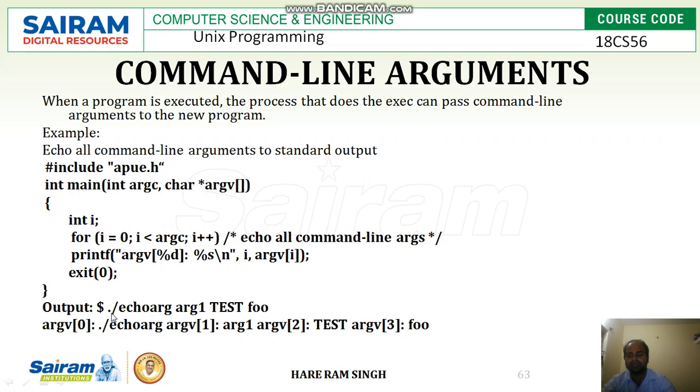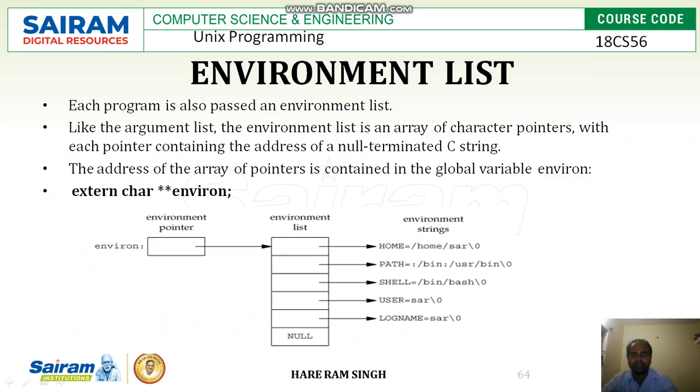Suppose we run the program, and the program name is echoarg. This is the first argument. Then we are sending three arguments: arg1, test, and 4. The program name itself is considered the first, or 0th, argument. So argv[0] is echoarg, argv[1] is arg1, argv[2] is test, and argv[3] is 4.